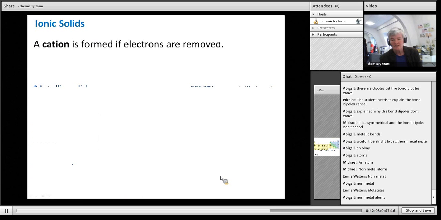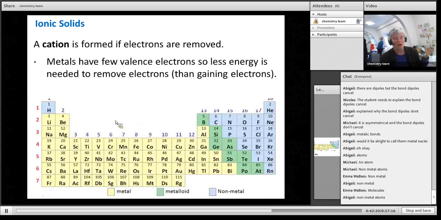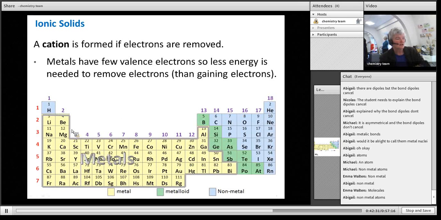So, ionic solids, remember we said what are the particles? Cations and anions. So this is just very level one going over it. You've got metals, because they've got few valence electrons. You don't need lots of energy to remove those valence electrons, so they're going to lose electrons to form cations, rather than gain electrons to get a full energy level. So it's basically all the metals. They would rather lose the electrons to form a cation than try and add lots of electrons on.